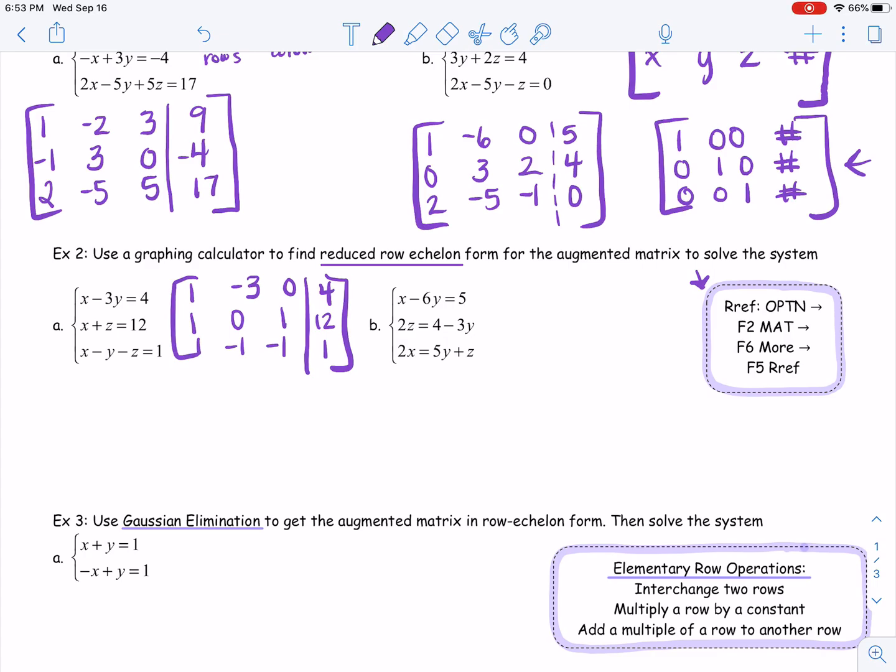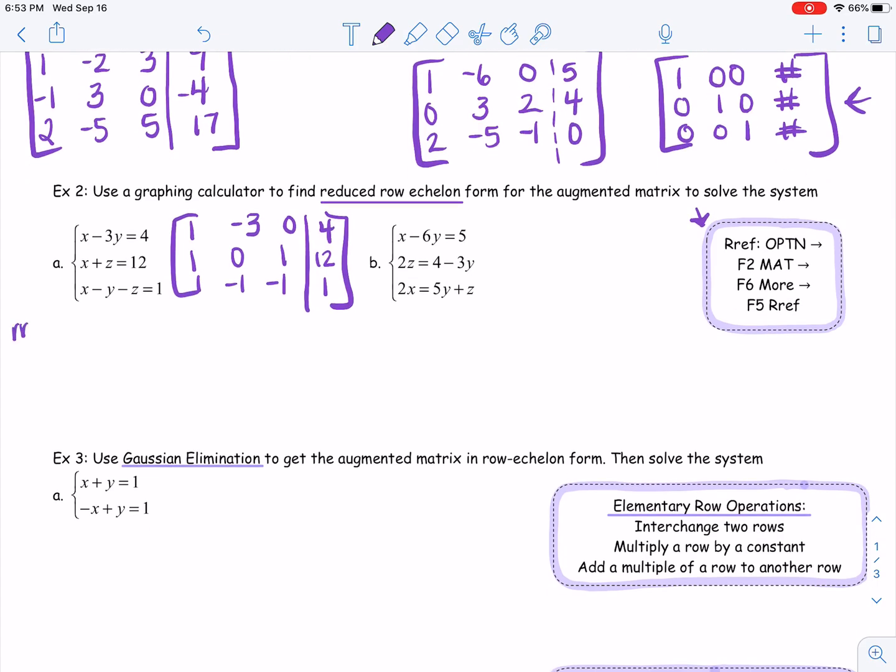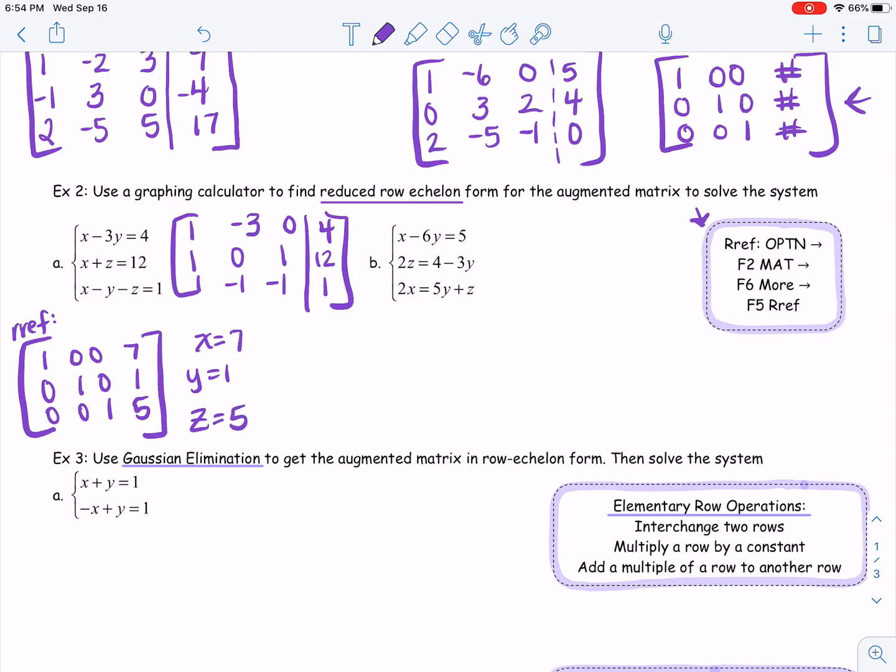When you do that on your calculator, your RREF will look like 1 0 0 7, 0 1 0 1, and 0 0 1 5, which means x equals 7, y equals 1, and z equals 5. The first time you plug in matrices into your calculator, you're thinking, oh my God, this is hard. There's a lot of steps. But once you get used to it, your muscle memory takes over. You can solve a matrix like that. Super quick, super easy if you know these steps.